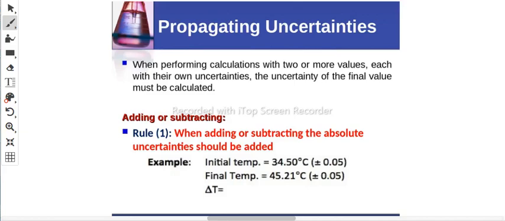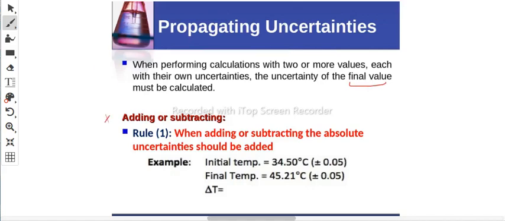So for example, you will be calculating the mole, the concentration, the density, etc. Your final answer should be given with the correct number of significant figures, besides giving the percentage uncertainty and the absolute uncertainty for your final value. And this is what we're going to learn now.